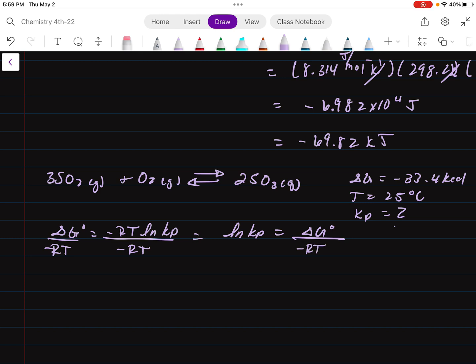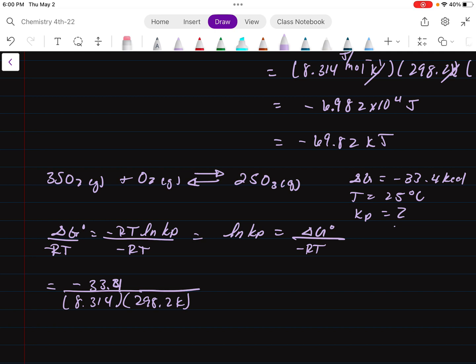All right. Now, in this case, the delta G is equal to negative 33.3 or 4. We're going to divide that by the RT, which is 8.314 times 298.2 K.